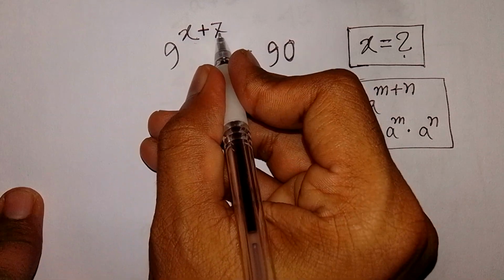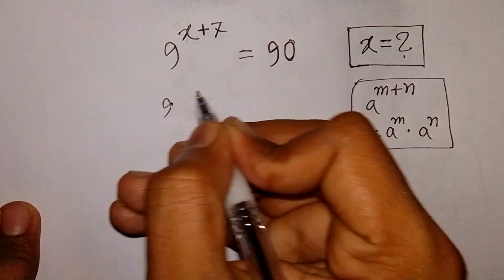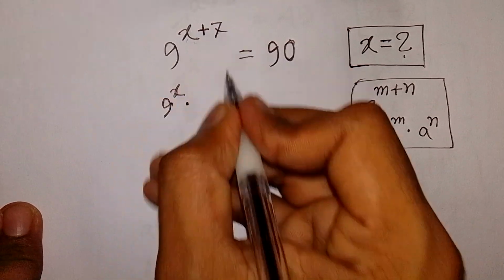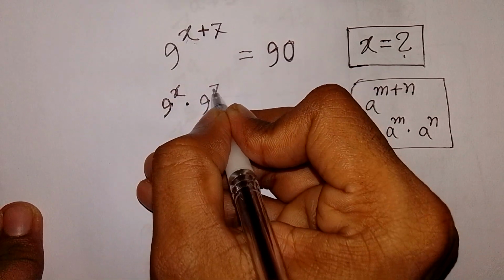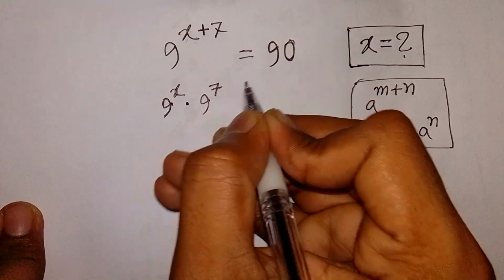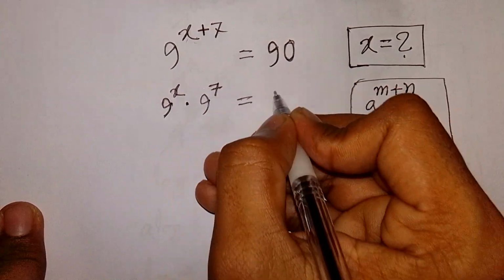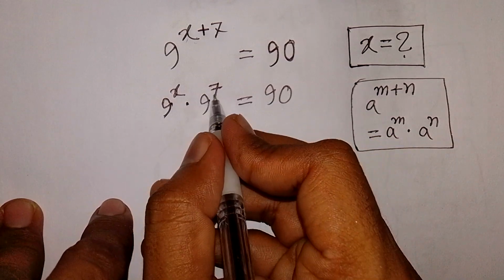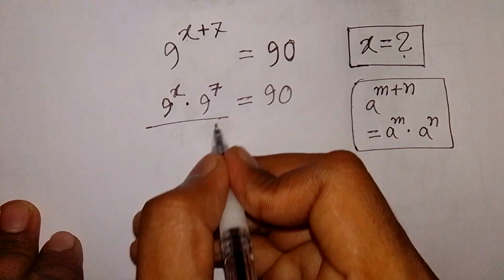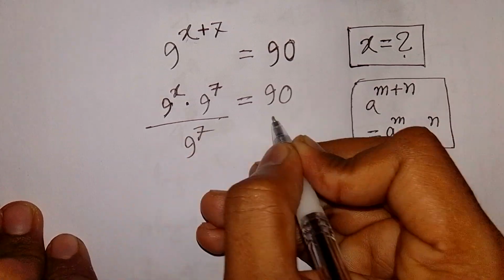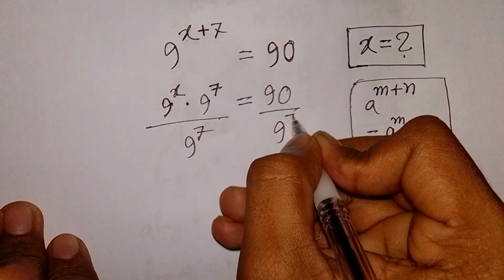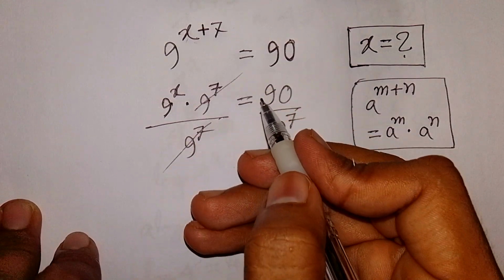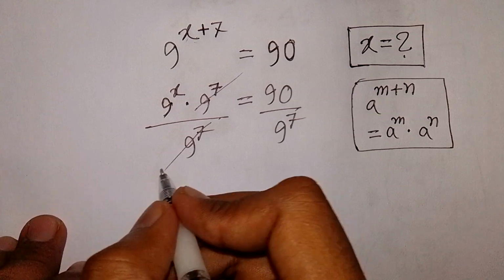So 9 power of x plus 7 is the same as 9 power x times 9 power 7. Then here is equal to 90. Now we divide by 9 power 7 on both sides. So 9 power 7 divided by 9 power 7, we see this 9 power 7 will be cancelled.